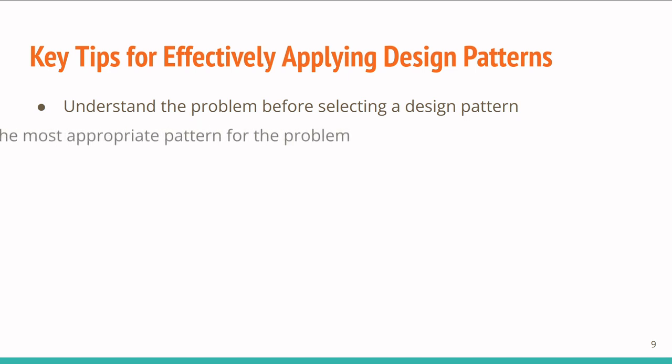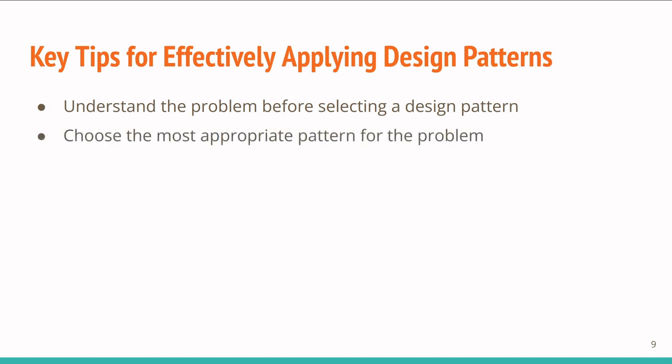And the second point is choose the most appropriate pattern for the problem. So how can we choose an appropriate pattern? For that, we first have to familiarize ourselves with different design patterns and their characteristics. We should evaluate the strengths and weaknesses of each design pattern. We should know the pros and cons of each design pattern in relation to the problem at hand. We should select the pattern that best aligns with the problem's structure, behavior, and scalability requirements, right?